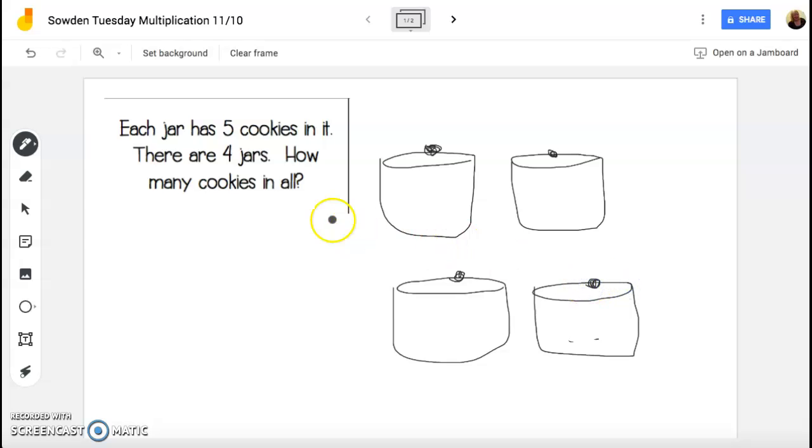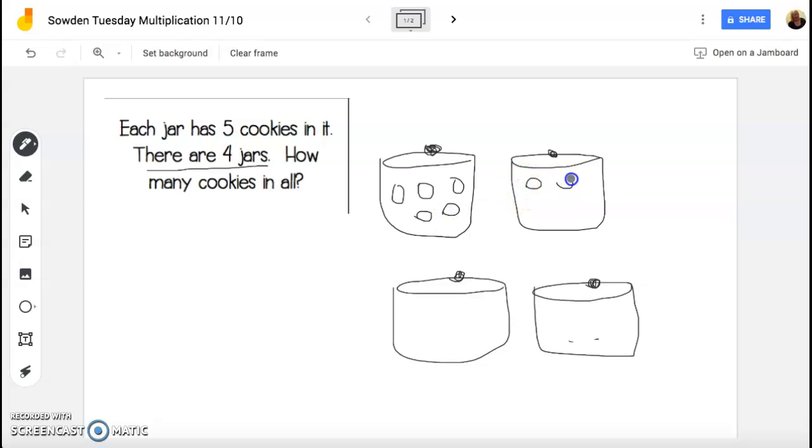Okay, I'm going to go back to my question. Each jar has 5 cookies in it. Well, mine don't have any cookies in it yet. There are 4 jars. This is what I did first. There are 4 jars. 1, 2, 3, 4. How many cookies in all? 5 cookies are in each jar. So I'm just going to draw 1, 2, 3, 4, 5.